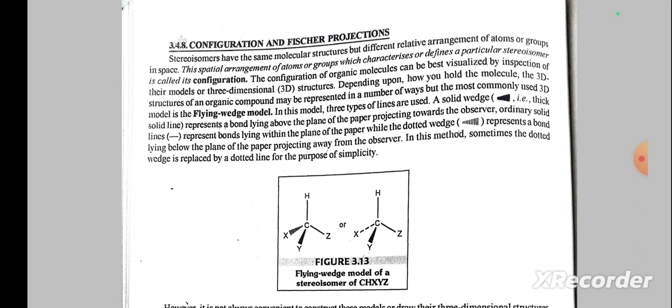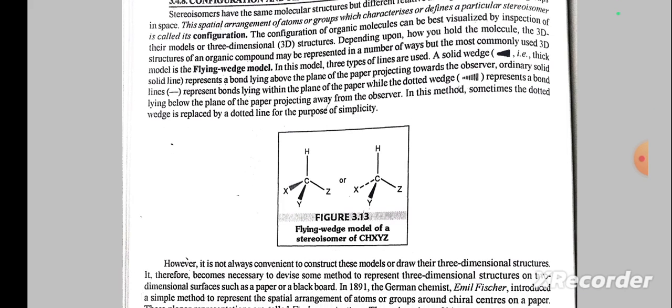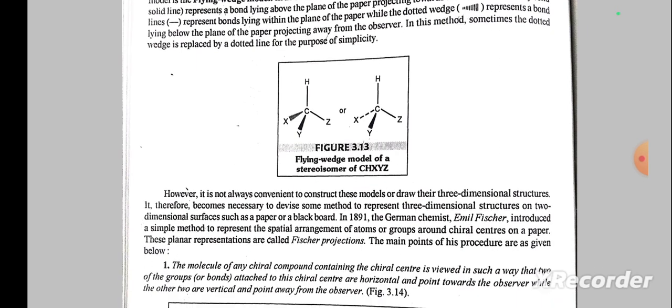The 3D structure of an organic compound may be represented in a number of ways, but the most commonly used 3D model is the flying wedge model. In this model, three types of lines are used. A thick solid wedge represents a bond above the plane of the paper, projecting toward the observer. An ordinary solid line represents a bond within the plane of the paper, while the dotted line represents a bond below the plane of the paper, projecting away from the observer. In this method, sometimes the dotted wedge is replaced by a dotted line for the purpose of simplicity.